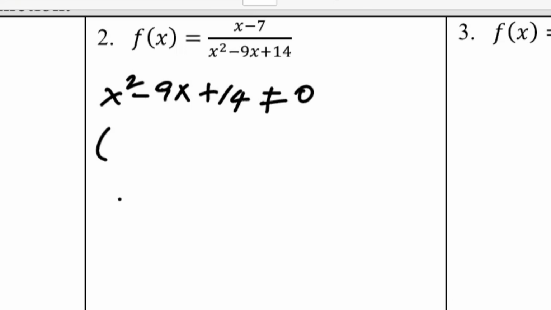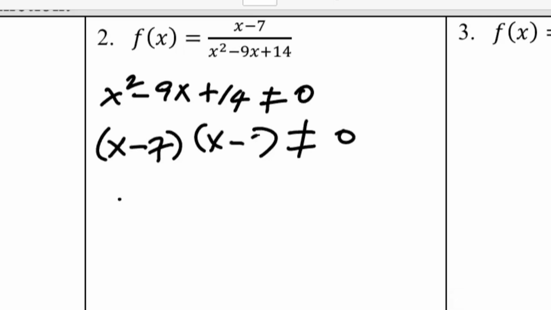If I factorize this, I'm actually going to have x minus 7 times x minus 2. This can't be equal to 0. So basically, if I do this, we're saying that x cannot be equal to 7. Also, x cannot be equal to 2. So with that said, this is actually the response.